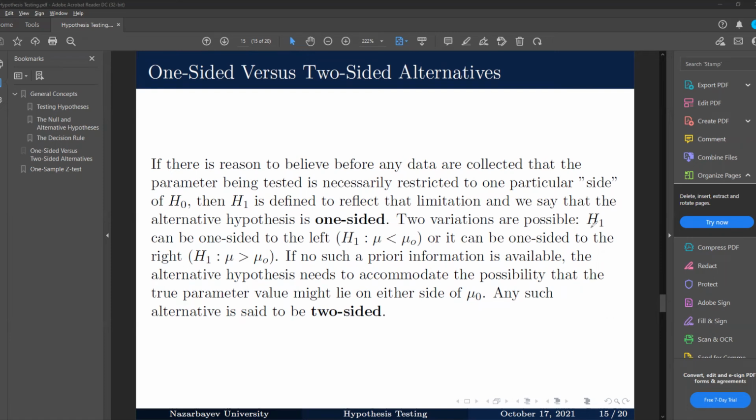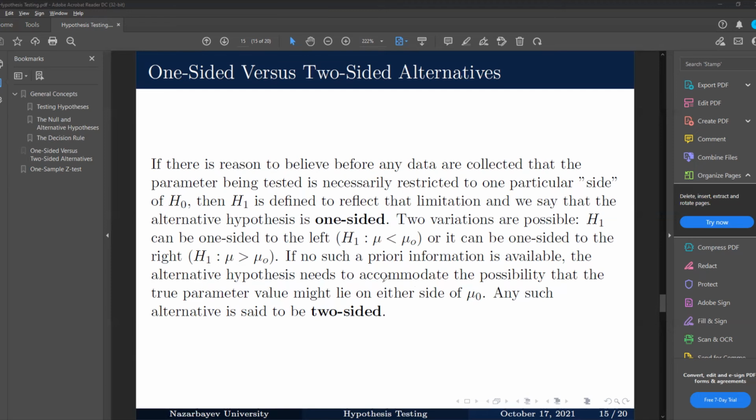Two variations are possible. H alternative can be one-sided to the left. In this case, the alternative hypothesis is that the mean is less than mu naught, or it can be one-sided to the right: mean is greater than mu naught. If no such a priori information is available, the alternative hypothesis needs to accommodate the possibility that the true parameter value might lie on either side of mu naught. Any such alternative is said to be two-sided.